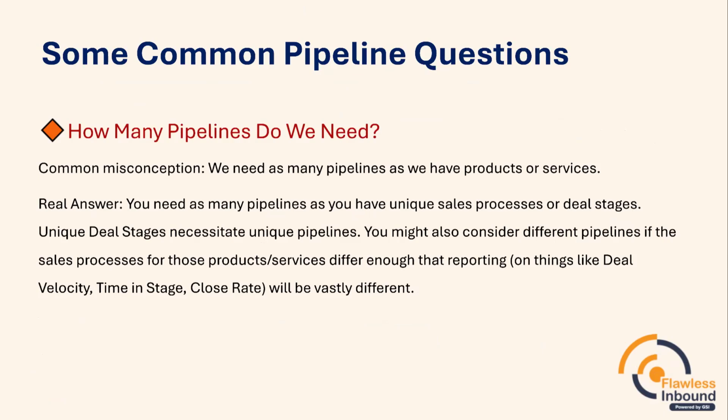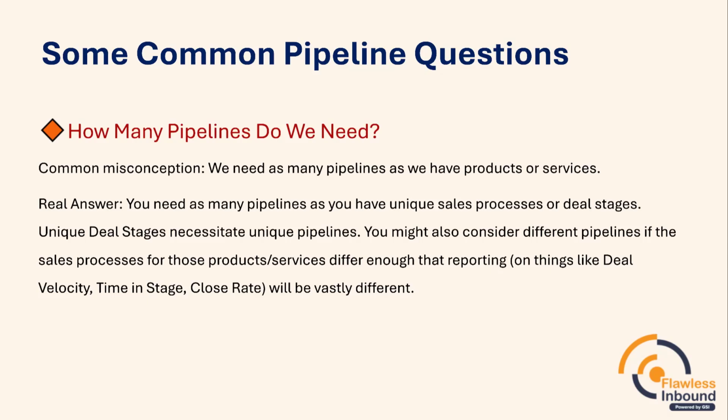So unique deal stages necessitate unique pipelines, because if you're going to use the pipelines as an actual pipeline where you drag deals from one stage to the next, then you've got to have the same stages. So if you have 2 different products that have 2 different deal stages, you've got to have 2 different pipelines. You might also consider different pipelines if the sales processes are so vastly different that reporting on them is going to be a little bit wonky if you try to keep them in the same place.